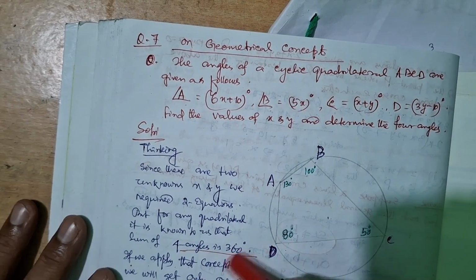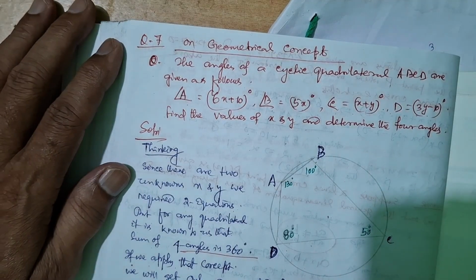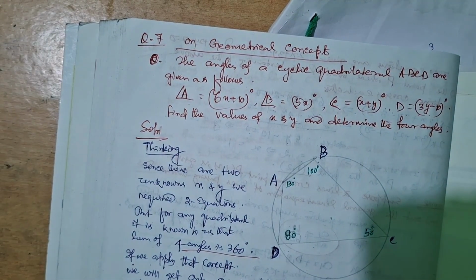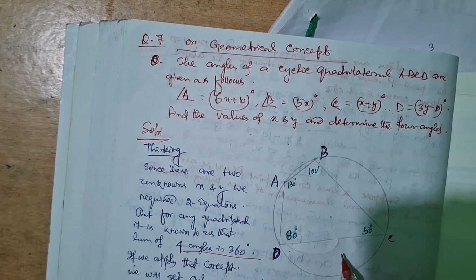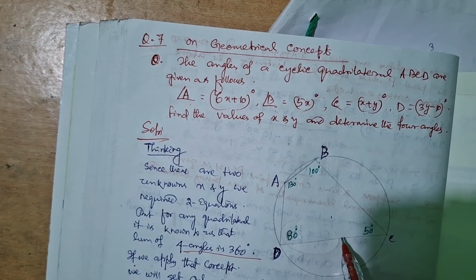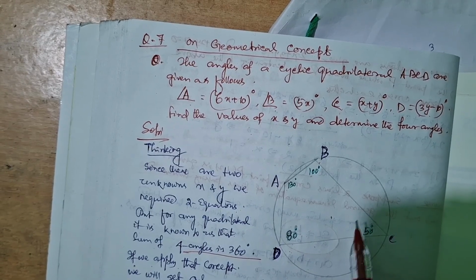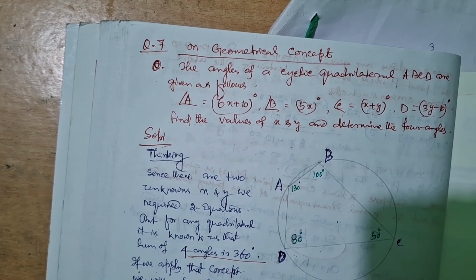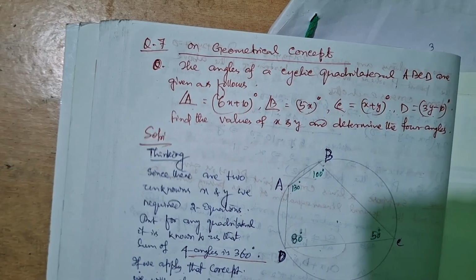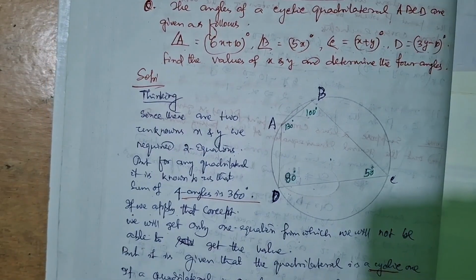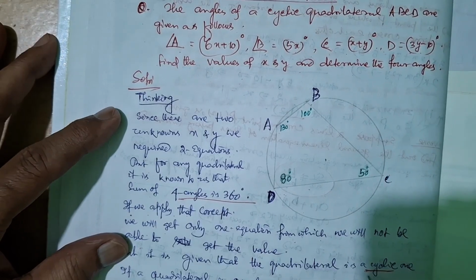But in a quadrilateral, what is known to us from which we will construct an equation? The only thing we know is that in a quadrilateral the sum of 4 angles is 360 degrees. A plus B plus C plus D is 360 degrees. That is the only equation. No other condition is given. Only ABCD is given. But it is given that the quadrilateral is a cyclic one.